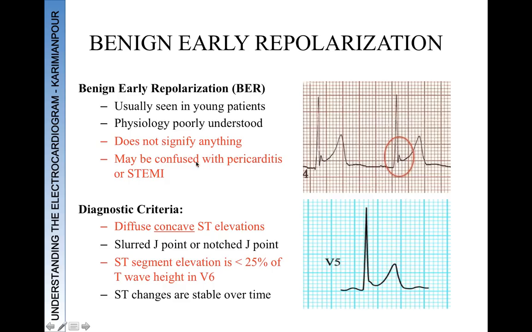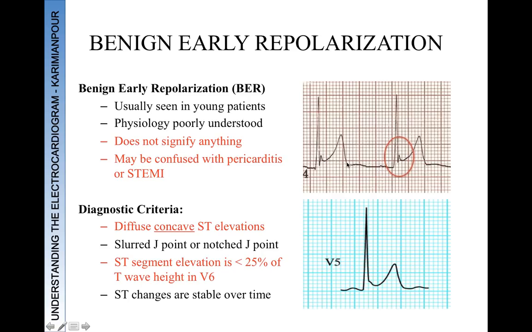Benign early repolarization is another condition, if you will, that has ST or J point elevation that looks like a strain pattern, again a smiley face rather than a sad face or the tombstoning. It's seen in young patients. The physiology is not really well understood, doesn't signify anything, and sometimes can be confused with pericarditis or STEMI if a patient comes in with chest pain. So the history is very important.